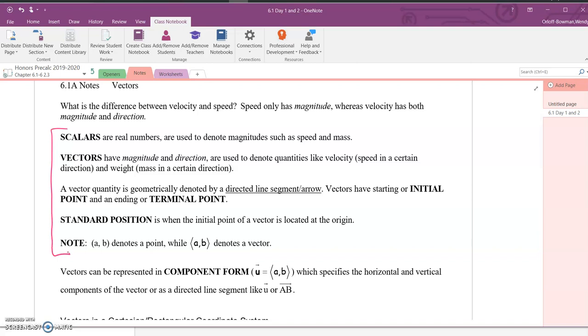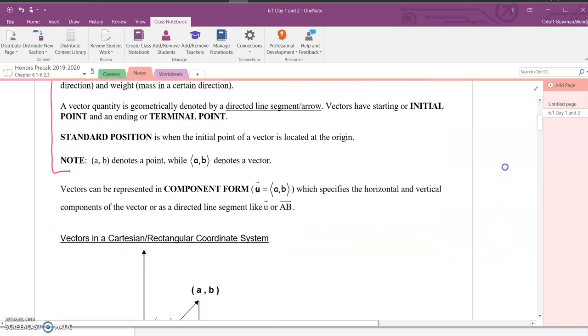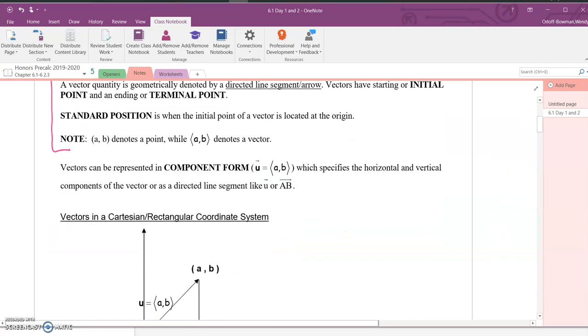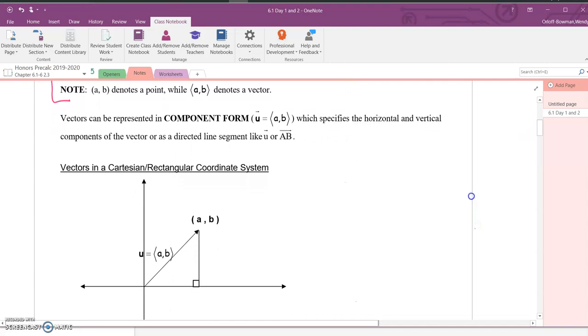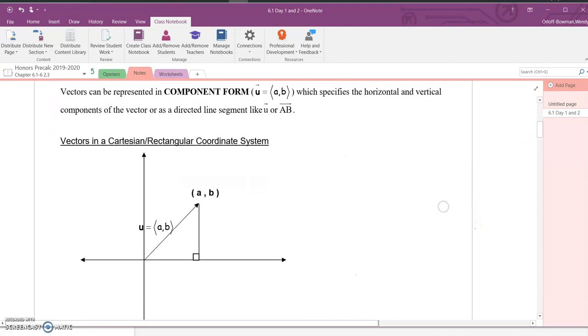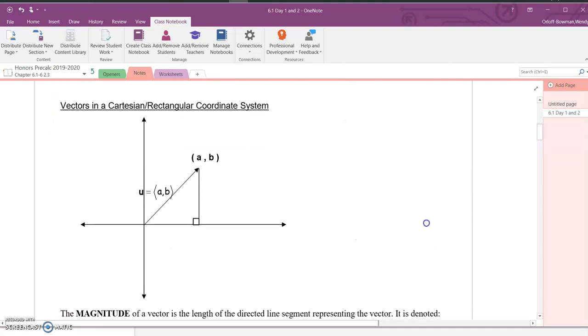Okay, vectors can be represented in the component form, as you see here, the vector u, which is in the component form of AB, which specifies the horizontal and vertical components of a vector, or a directed line segment like the vector u or the vector AB. Vector in a Cartesian rectangular coordinate system.